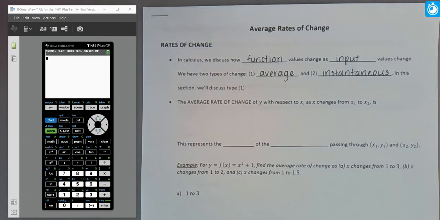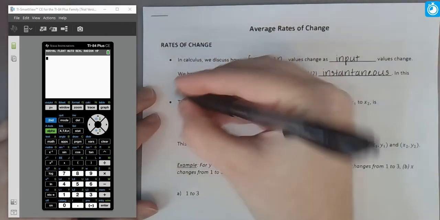We're just going to focus on average rates of change in this video, and then we'll extend what we talk about in this video to encompass this idea of instantaneous change. In other words, change at a single point, a single location. So the average rate of change of y, of our function values with respect to x, specifically as our x changes from specific value x1 to specific value x2, is defined in the following way.